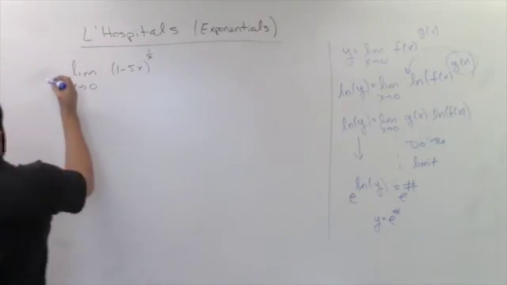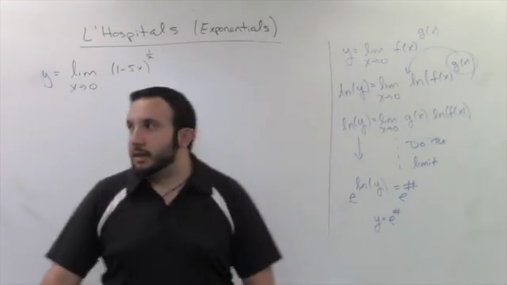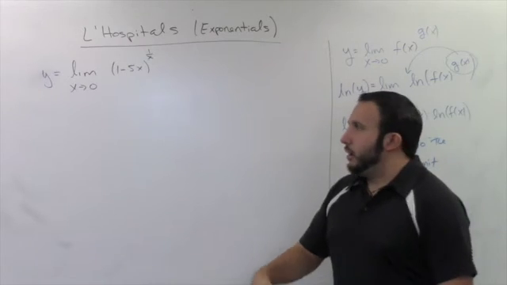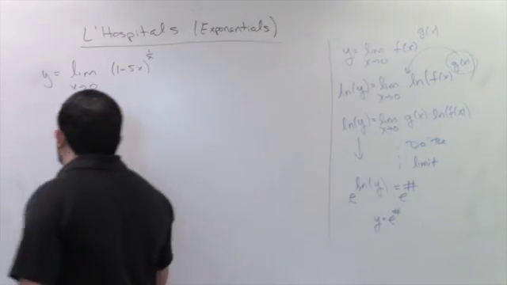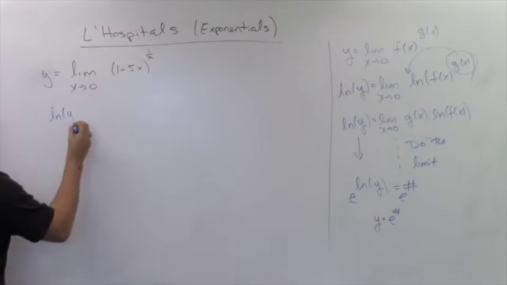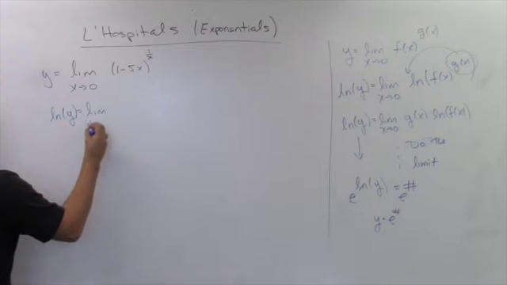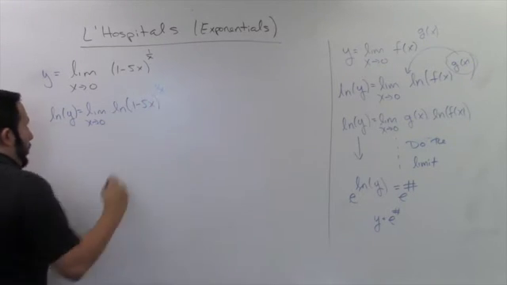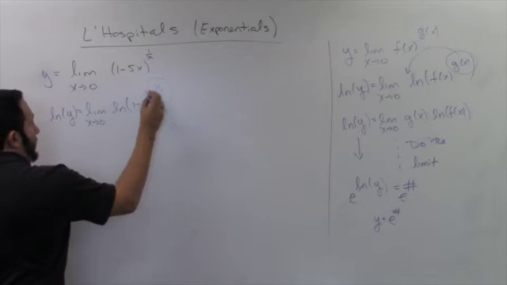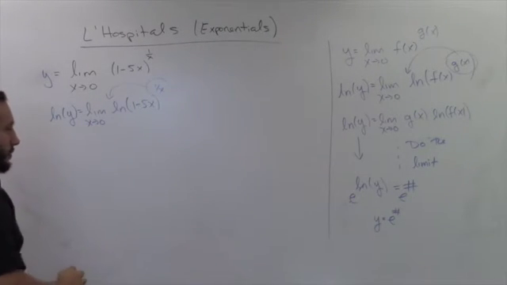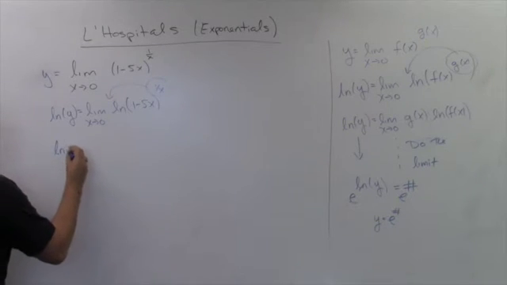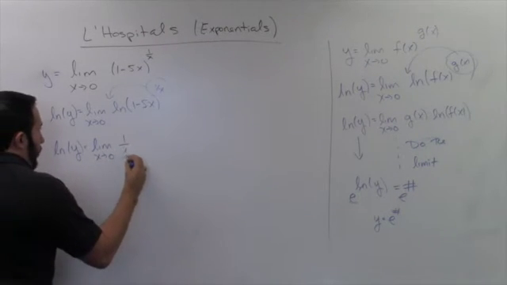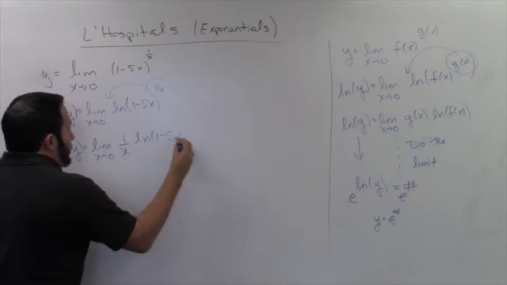So what I'm going to do is say that y is equal to the limit as x approaches 0 of 1 minus 5x raised to the 1 over x. Our first step, let's take the natural log of both sides. So the natural log of y is equal to the limit as x approaches 0 of the natural log of 1 minus 5x raised to the 1 over x. And that's great, because then we can take this function and multiply it in front. So the natural log of y is equal to the limit as x approaches 0 of 1 over x times the natural log of 1 minus 5x.